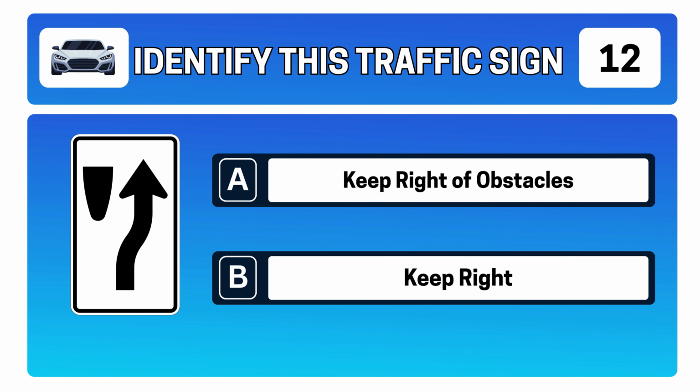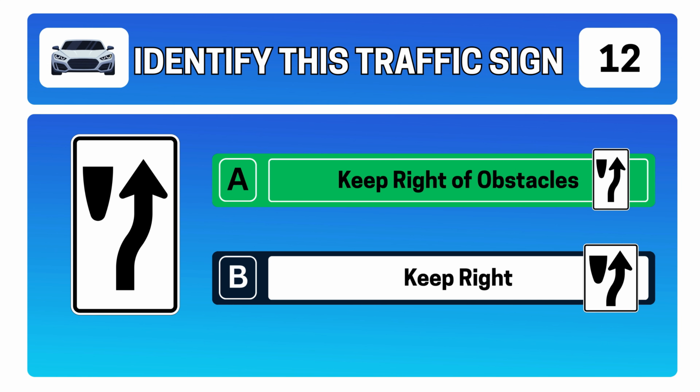Identify this traffic sign. A. Keep right of obstacles. B. Keep right. Correct. It is the keep right of obstacles sign.